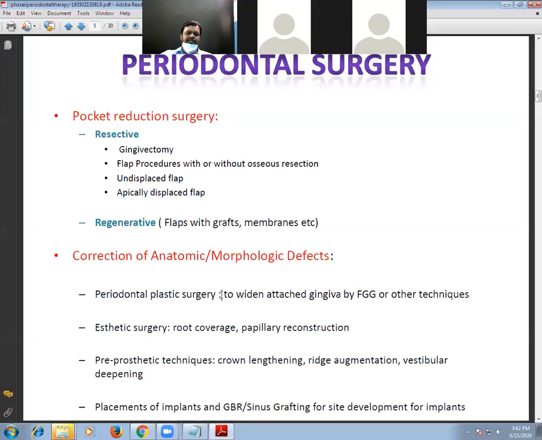So periodontal plastic surgeries are mainly used to widen the width of attached gingiva. It can be done by various periodontal plastic surgeries with the help of free gingival grafts or various connective tissue grafts. These grafts are usually used in periodontal plastic surgery to correct anatomic defects, for example, gingival recession. Then we do aesthetic surgeries for root coverage, or in case of maxillary anteriors, we perform papilla preservation surgery. So this comes under aesthetic surgery.